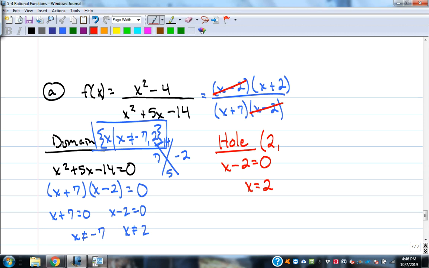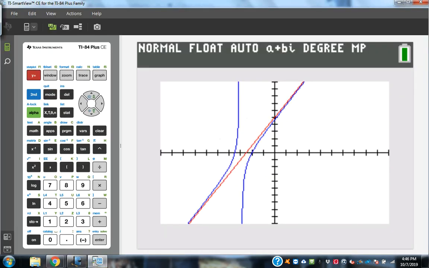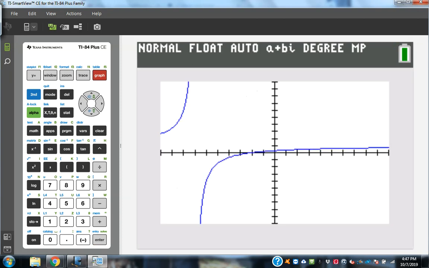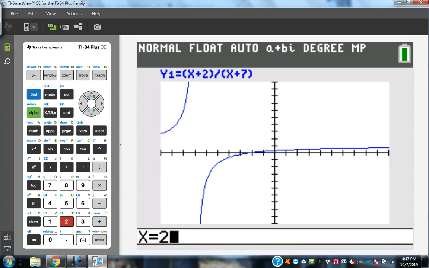You can plug that in by hand if you want to. I'm going to use the calculator to help me because it's so much faster. So, on the calculator, I go to y equals, and because I did the work to simplify, I'm going to use the simplified version. The top part has x plus 2 in parentheses divided by parentheses x plus 7. And I'm graphing that. Here's how you can use the calculator to find that one ordered pair. Hit trace, and then type in the x value that you want. The x value we wanted was 2, right?